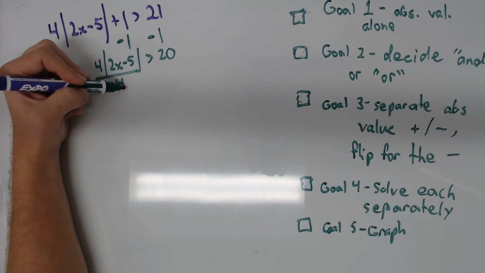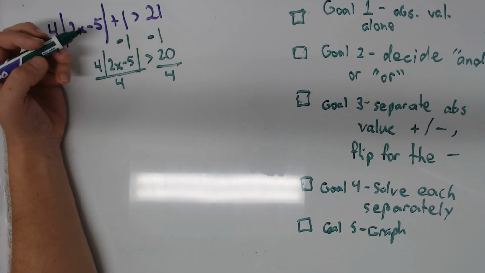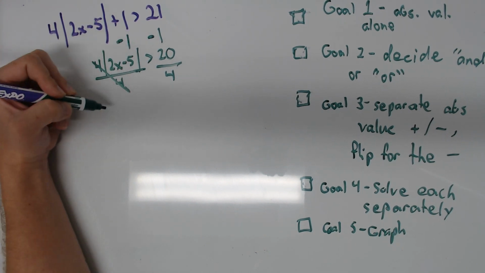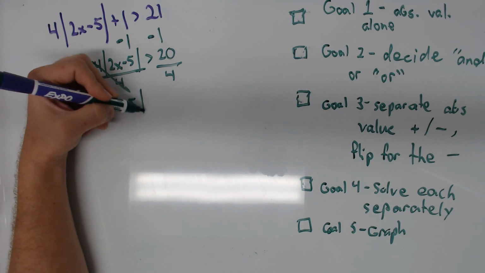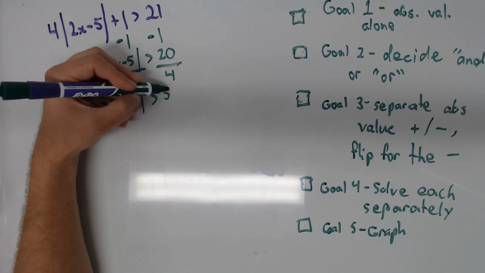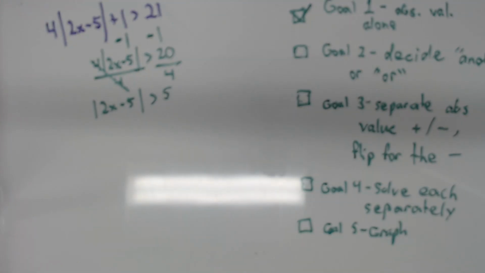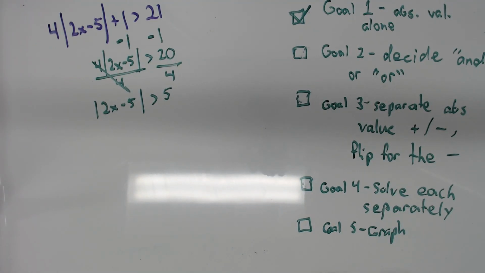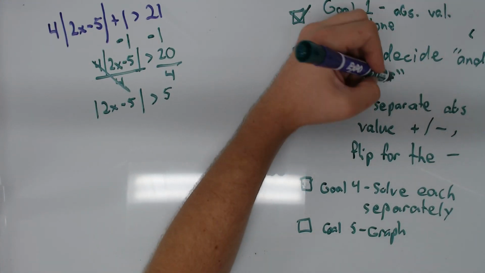Divide by 4. We cannot use the distributive property. Remember that little rule. It's a special pair of parentheses, so we've got to treat it special. That's why step 1 is to get it alone. Okay, that looks like it's by itself, so I'm going to check off goal 1.